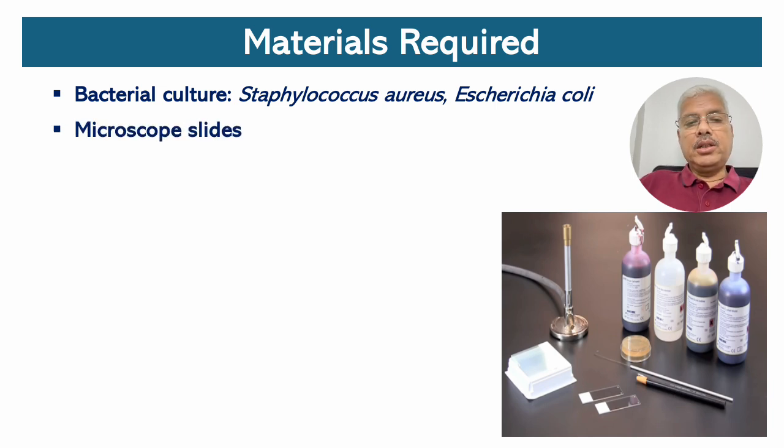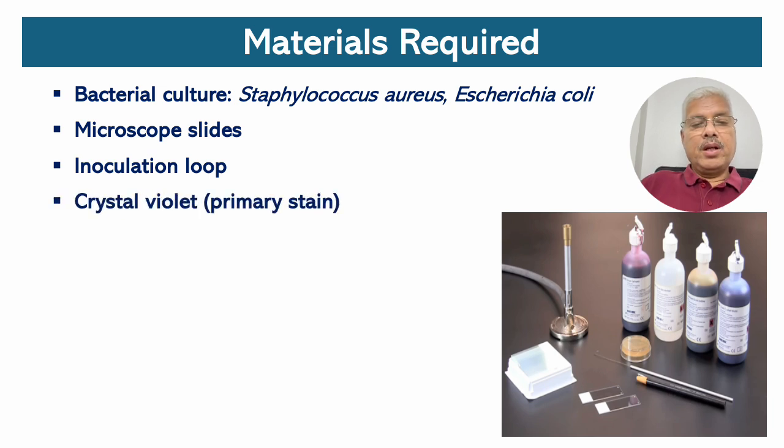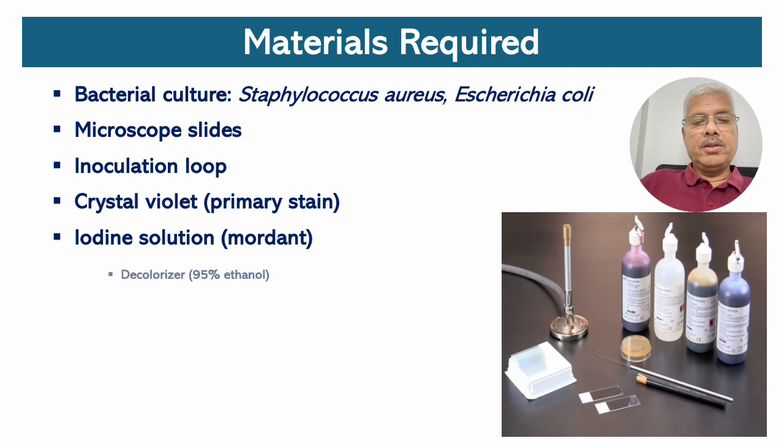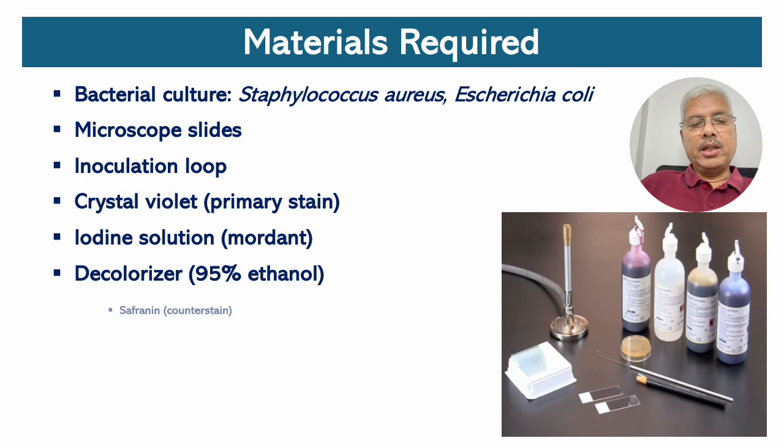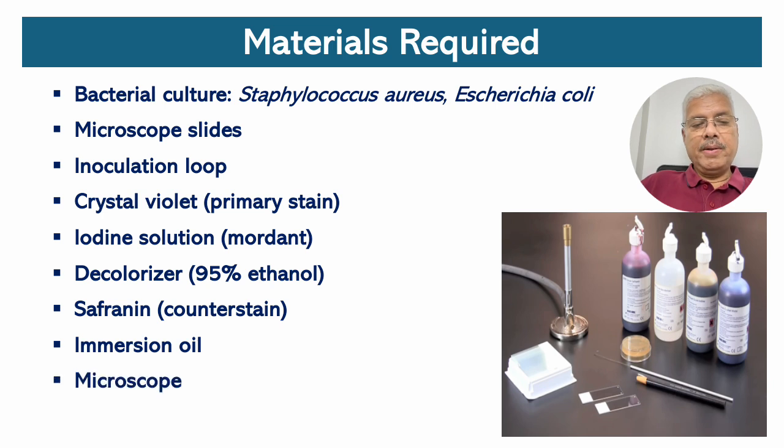Now, materials required for gram staining: the bacterial cultures Staphylococcus aureus and Escherichia coli, microscopic slides, inoculation loop, crystal violet, that is the primary stain, iodine solution, the mordant, decolorizer, that is 95% ethanol, safranin, the counterstain, immersion oil, and a microscope.